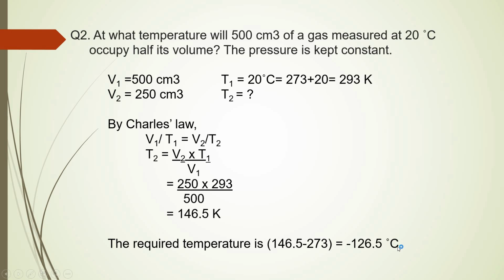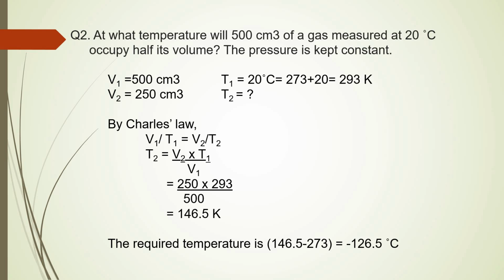So the required temperature is 146.5 minus 273 equals minus 126.5 degrees Celsius. So if the question contains temperature in centigrade scale, then to solve the numerical we have to convert that into Kelvin scale. And finally, when we write the final answer, we have to convert the calculated Kelvin temperature into Celsius scale. Is that clear, boys? So this is how we solve numericals based on Charles' law, which is almost the same as solving Boyle's law.